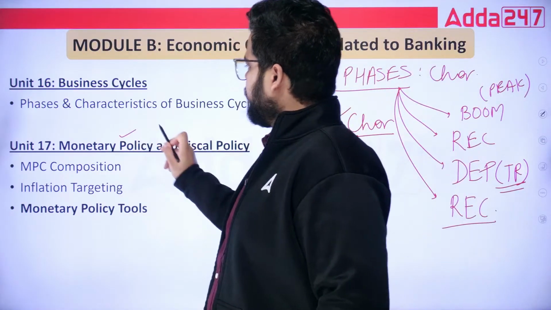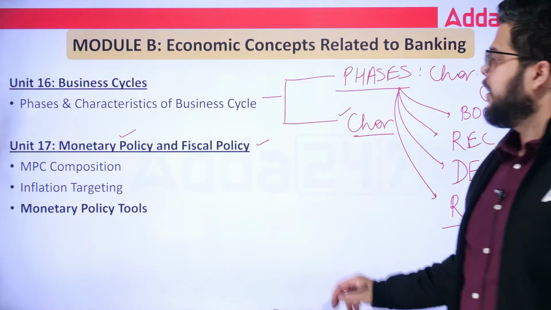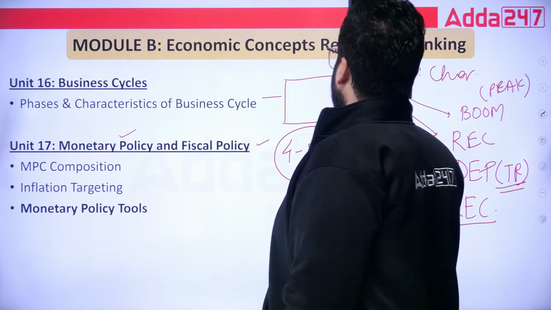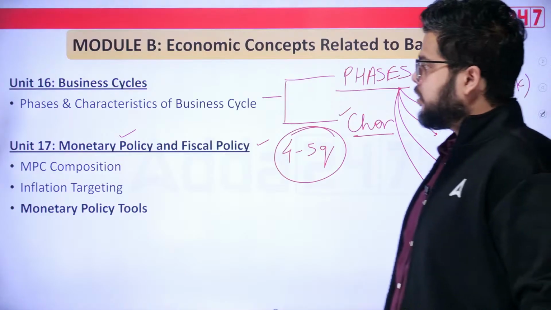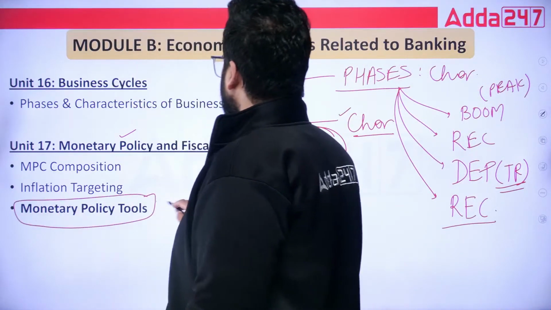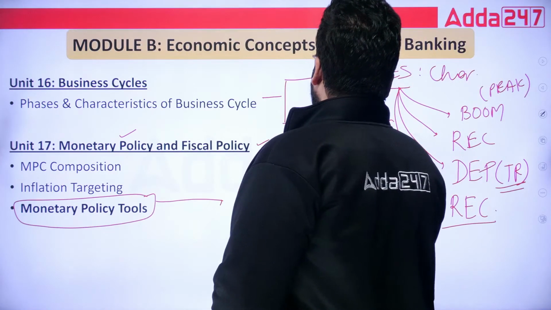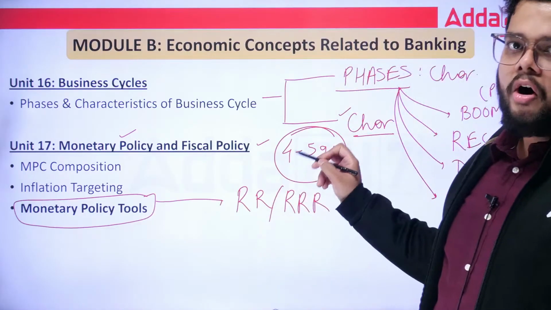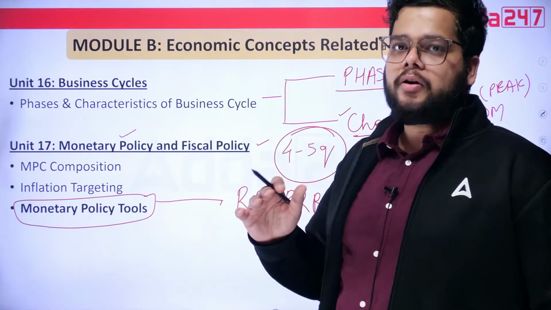Then comes unit 17, monetary and fiscal policy. From here you will see at least 4 to 5 questions on the basis of various concepts. The most important concept will be your monetary policy tools. What do we mean by repo rate? What is the reverse repo rate? How will the increase or decrease of the repo or reverse repo rate impact the economy?